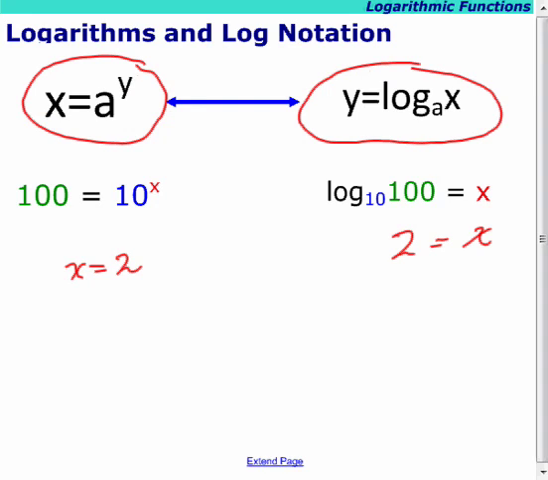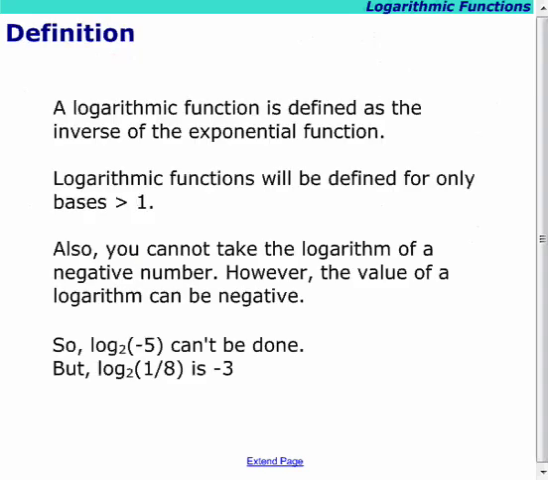Here are a few definitions, or rules of the road, that we have to worry about with logarithms. First, a logarithmic function is defined as the inverse of the exponential function. We've seen that. The logarithm bases that we can use, we're restricting to bases that are greater than 1. Not equal to 1, but greater than 1. Another rule that we have to live by is that you cannot take the logarithm of a negative number. The value of a logarithm can be negative, but I can't take the log of a negative number. For example, log base 2 of negative 5, I can't do that.